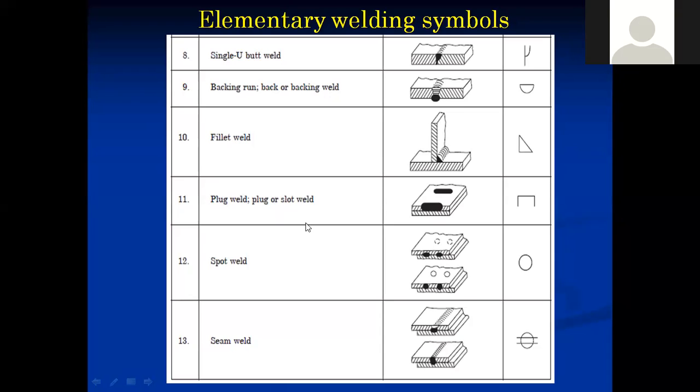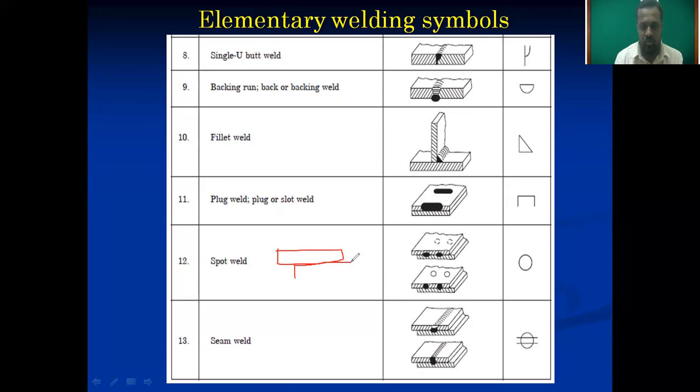In spot welding, suppose these are the two plates we are taking, the workpieces, and the two workpieces are overlapping each other. Here we are using two electrodes, and the electrodes are made from copper. Through these electrodes we are passing the current, and due to that current, heat is generated here, and because of that heat, welding is carried out.